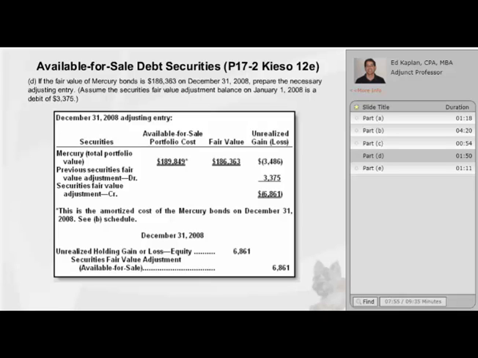And as you look on the bottom of the screen, or the window you're looking at, you'll see the entry: a debit to unrealized holding gain or loss, dash, equity on securities fair value adjustment of $6,861. And then we, of course, decrease the available for sale securities fair value adjustment by that same dollar amount.